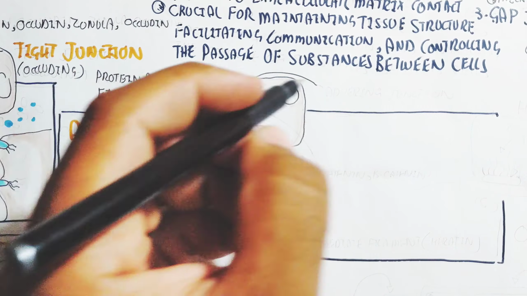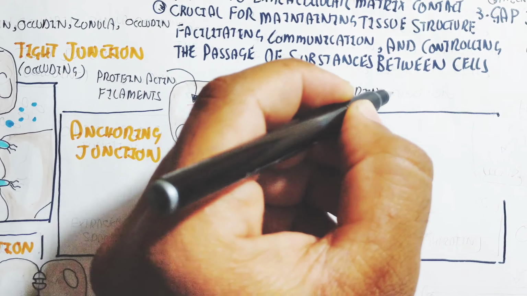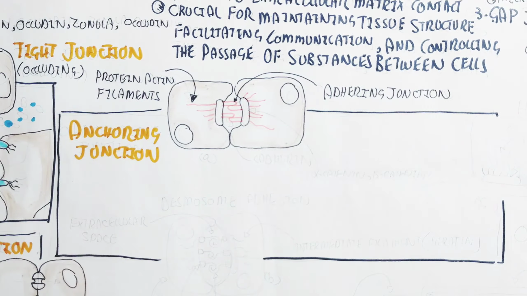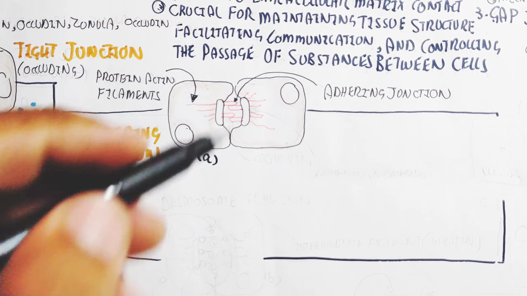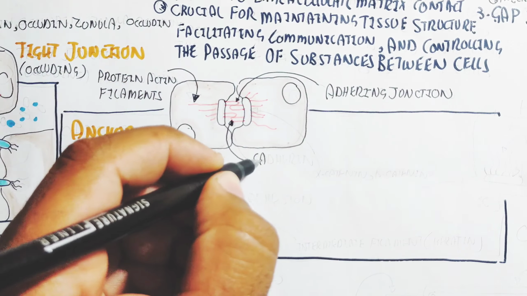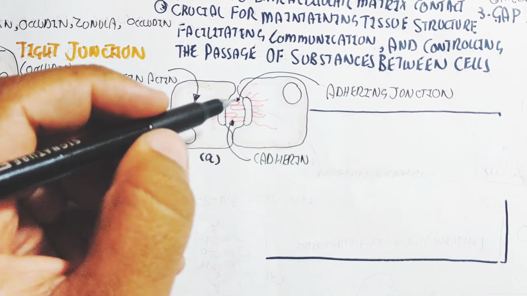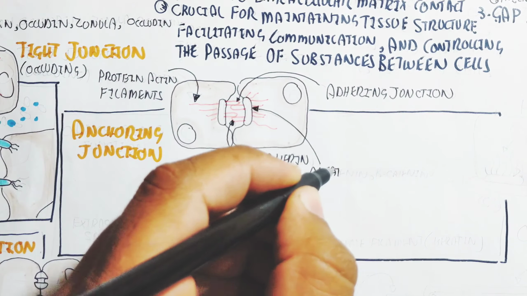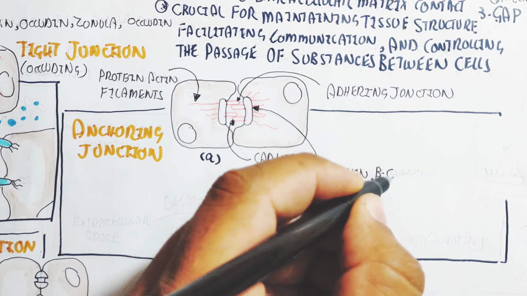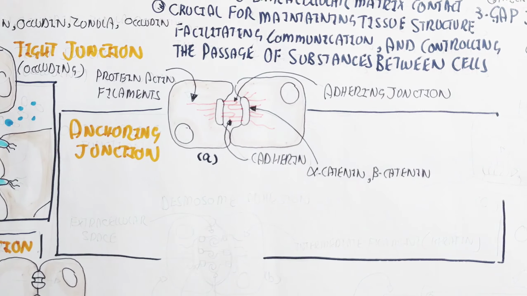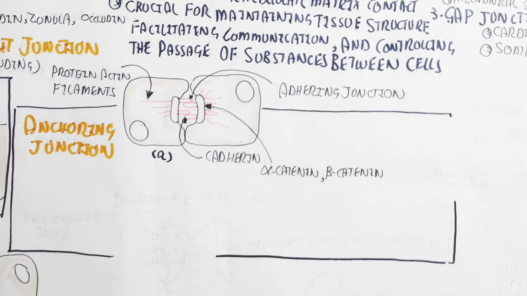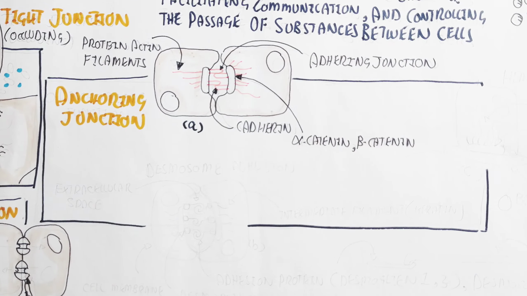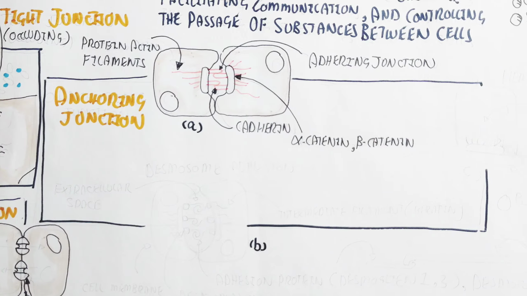Now the anchoring junction, let's understand about that. Basically, the anchoring junction contains a protein, actin filament. This actin filament is very important for contraction. And the basically important thing is that the adhering junction is present here. This adhering junction in the anchoring junction is the first type, and it contains cadherin protein, alpha catenin and beta catenin protein, which allow stability of this anchoring junction.